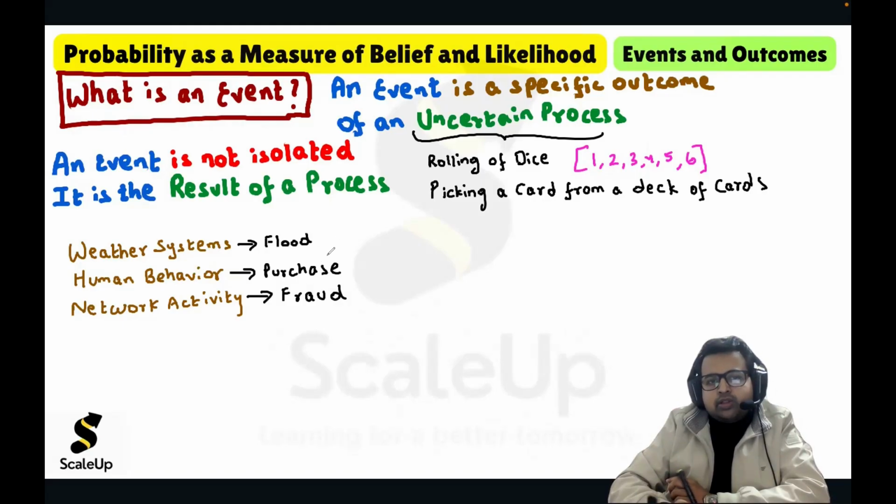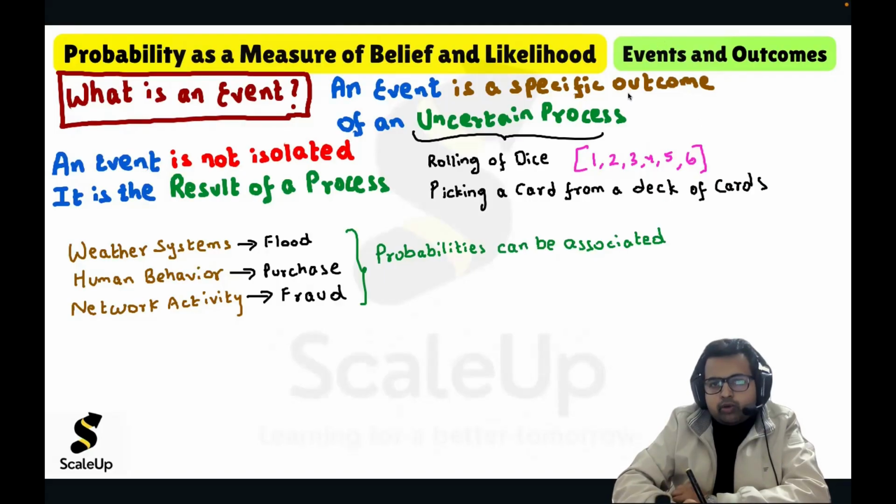Now these specific outcomes, we can associate probabilities to them. Like in the weather system, what is the probability of getting a flood? What is the probability that a particular customer will purchase a product? What is the probability of fraudulent network activity? So we can associate probabilities with them.